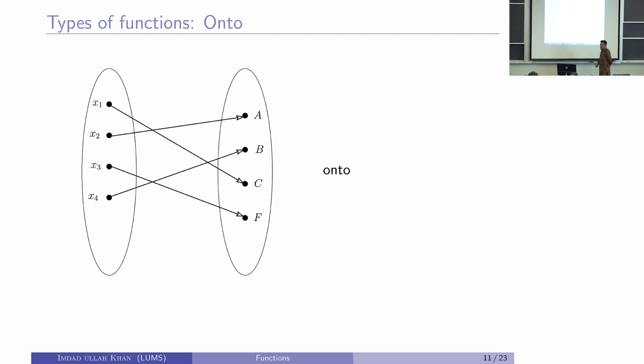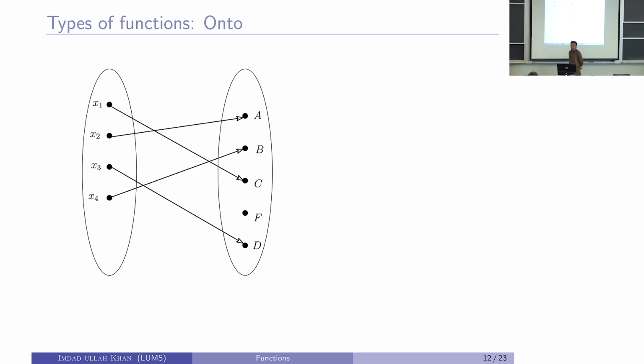How about this one? Is it onto or not? Why not? Because F does not have any pre-image. Yeah, F does not have any pre-image. That's a very good way to put it. F, this one element in the codomain who is not assigned to anything, does not have a pre-image, right?